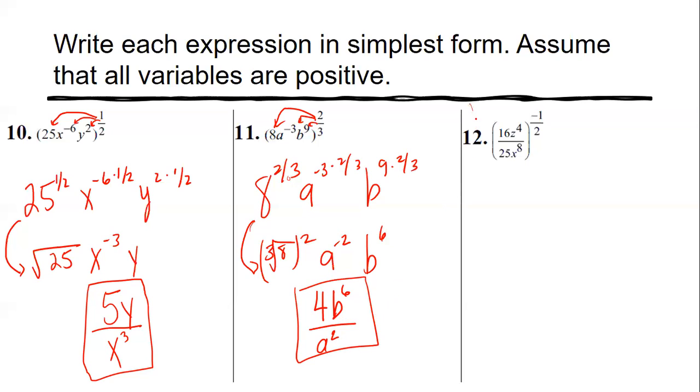All right, let's try with a full-on fraction, a rational expression, to begin with. So we have negative 1/2. Because it's a fraction, it goes to every value in the numerator and denominator. So this is going to become 16 to the negative 1/2, z to the 4th times negative 1/2, over 25 to the negative 1/2 times x to the 8 times negative 1/2.